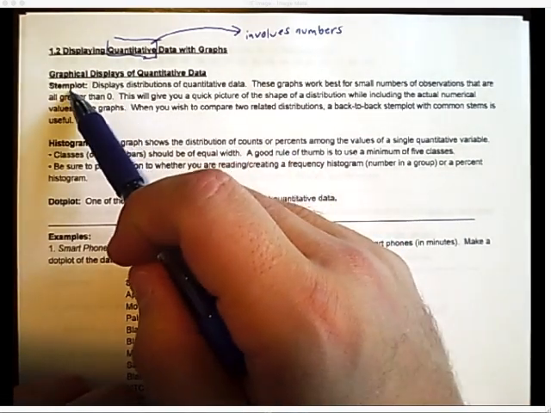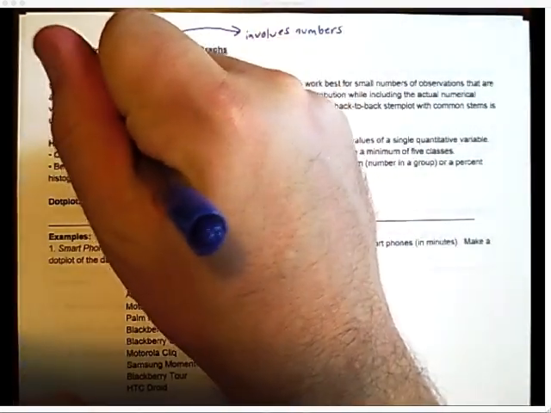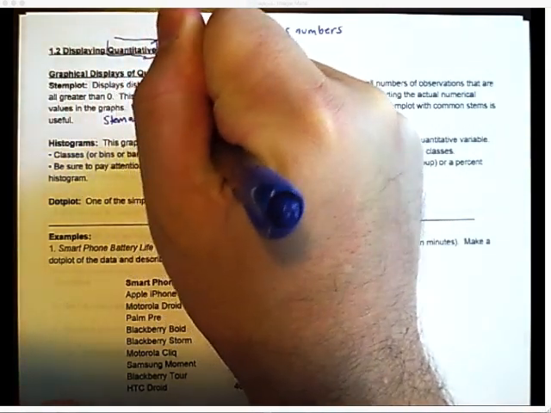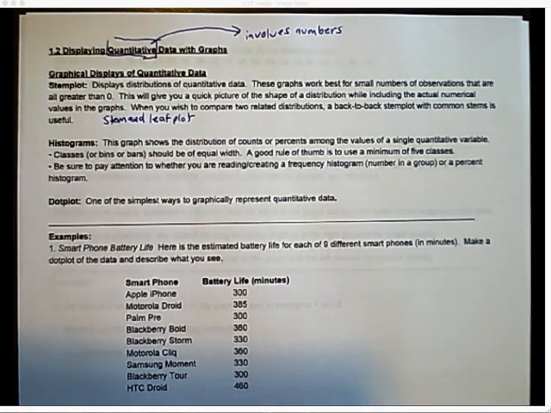One is called a stem plot. This is also called a stem and leaf plot. They work best for small numbers of observations that are greater than zero. By making a stem plot and turning it on its side, it gives you a quick picture of the shape of the distribution while including the actual numerical values. It says when you wish to compare two related distributions, a back-to-back stem plot with common stems is useful.